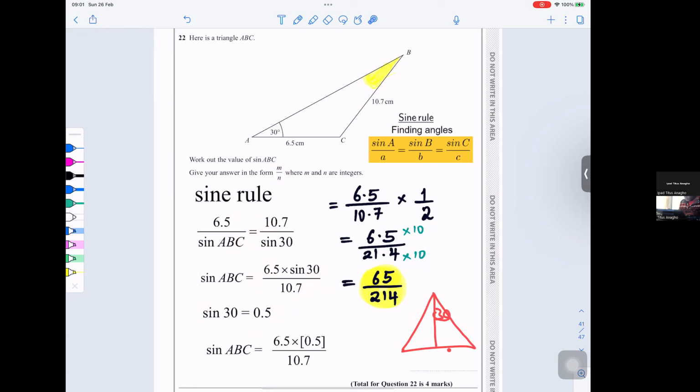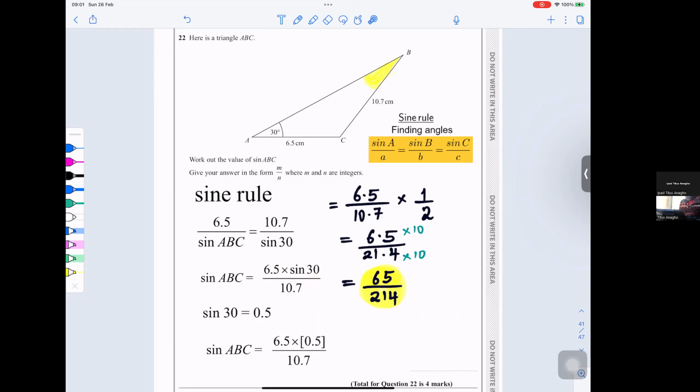That's 3 over 2. Sine 30 is opposite over hypotenuse. It's a half. So sine of ABC would be 6.5 times 0.5 over 10.7. How do we simplify this without a calculator?